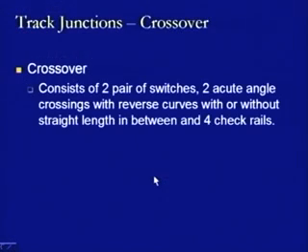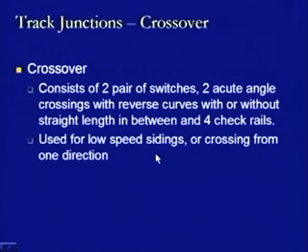Then we come to another category of track junction, that is crossover. In the case of crossover, it consists of two pairs of switches, two acute angle crossings with reverse curves with or without a straight length in between, and 4 check rails. These are the constituents of any crossover, and we will look at how this crossover looks, or what its shape is. It is used generally for low speed sidings or for crossings from one direction only.